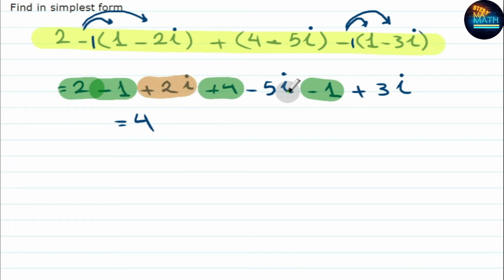And the imaginary parts here, you have 2i minus 5i plus 3i. So 2 minus 5 is negative 3, plus 3 is 0i, which is 0, right? So the answer here is 4, and you don't have any imaginary parts here.